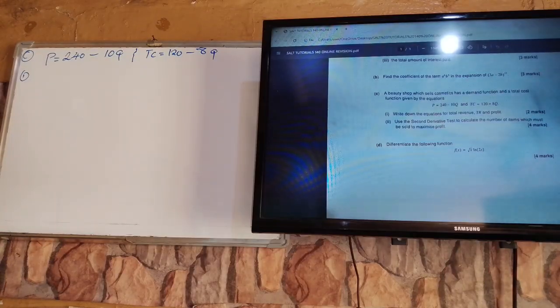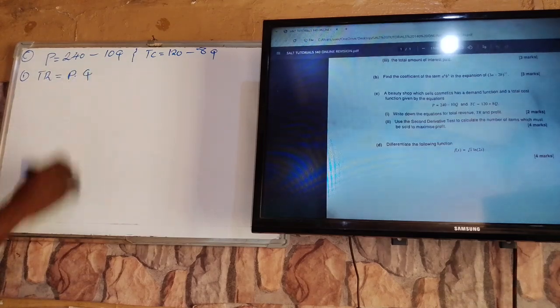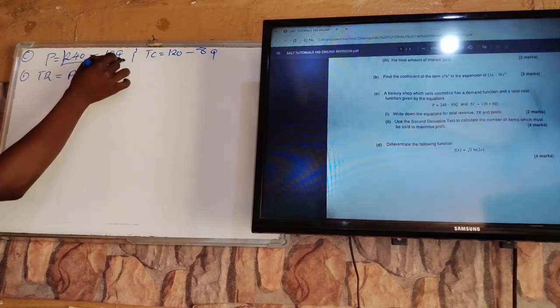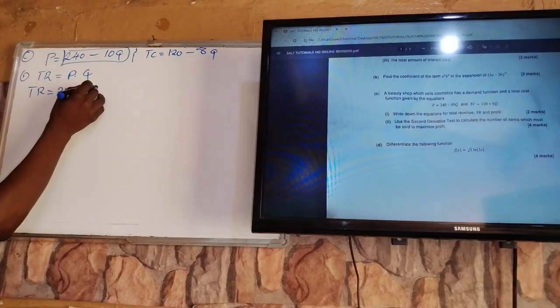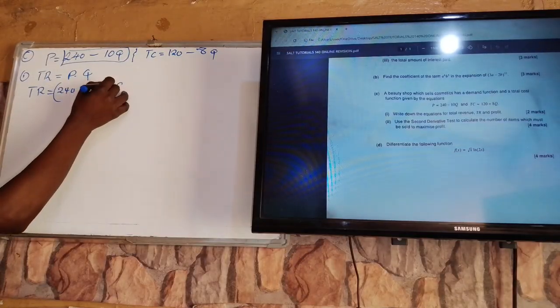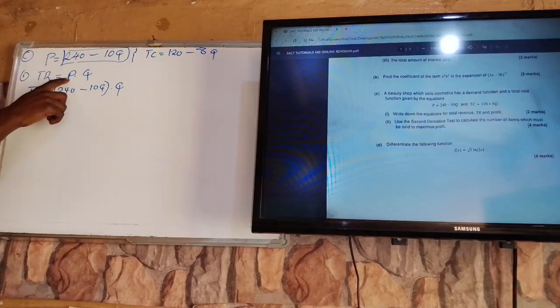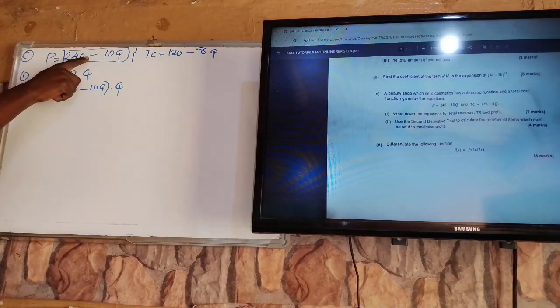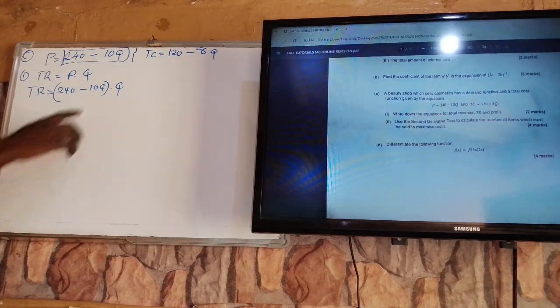And then question 1 says write down the equation for the total revenue and total profit. So total revenue, remember, is just basically price multiplied by quantity. What is your price? Price is given by this. So my total revenue is equal to 240 minus 10Q multiplied by the quantity Q.